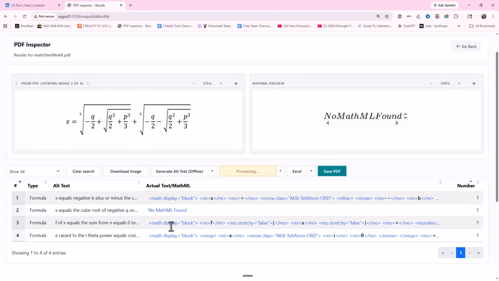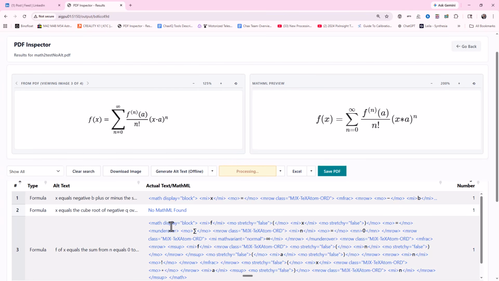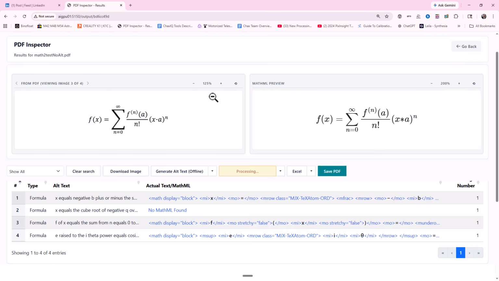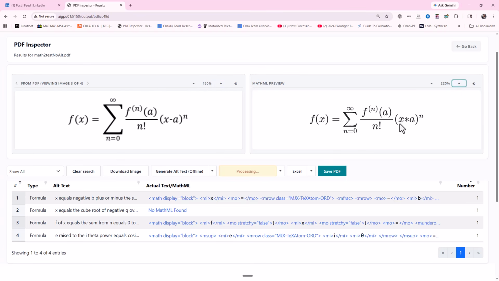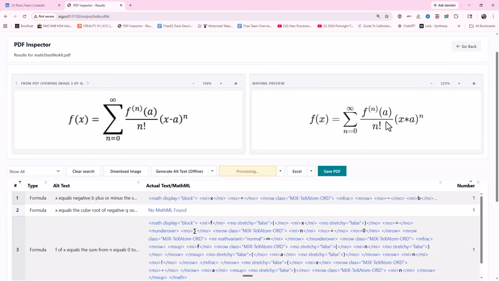Now, if we move on to the next one while that's processing, I can see there's a mistake here. On the left-hand side, we have x minus a to the nth power, and on the right-hand side, it got it wrong, x times a to the nth power. Well, we can fix that. We don't have to be a math genius to know that that's a minus and a times.